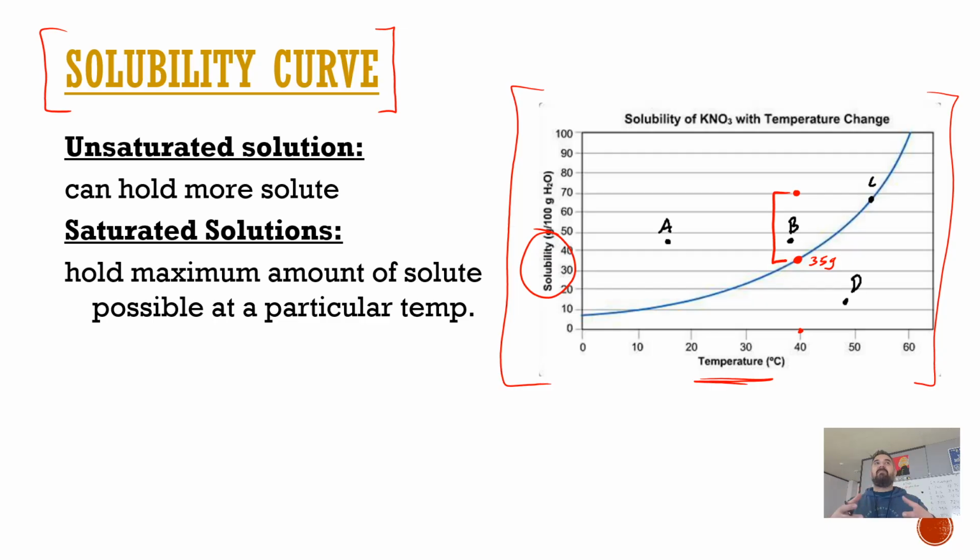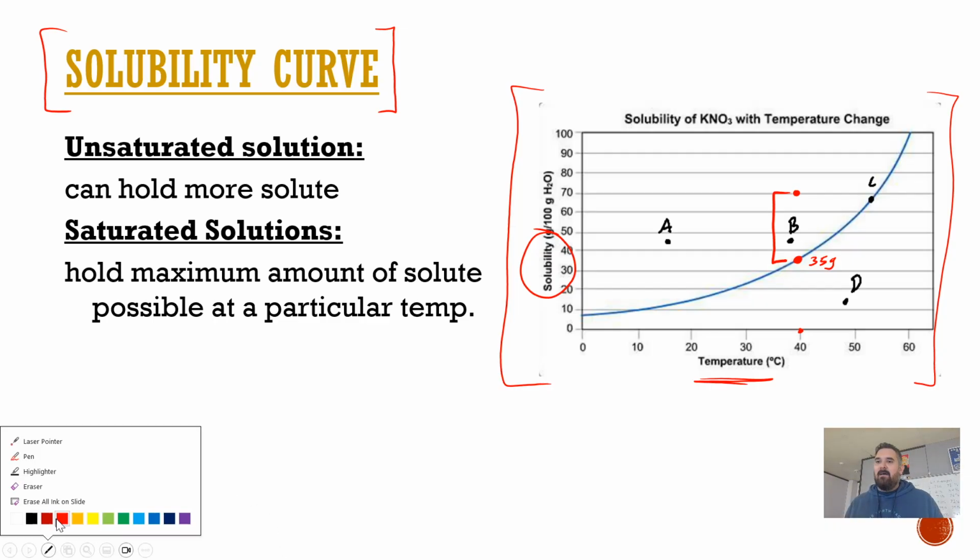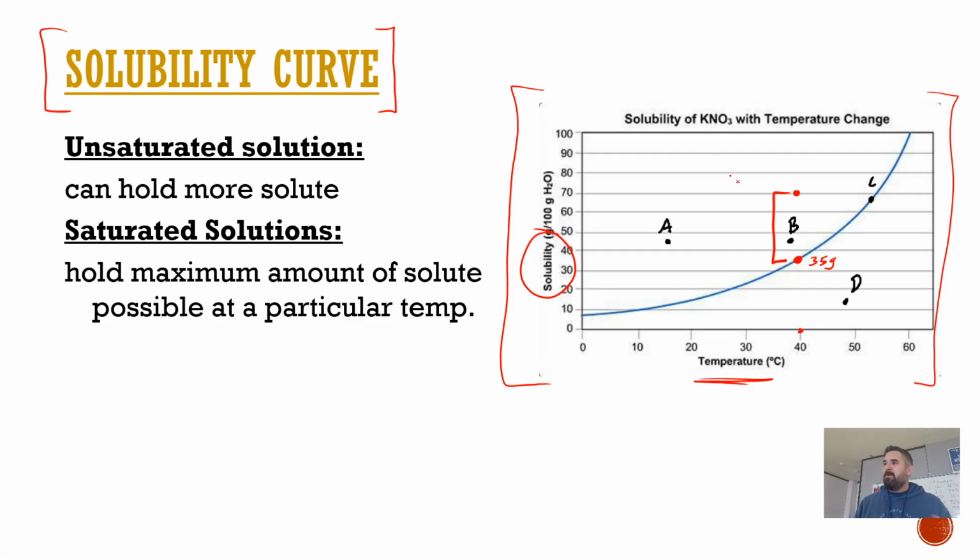If you put in 70 grams, 35 dissolve, how much doesn't dissolve? 35 grams, good. Come on, y'all, lock in. All right, so let's say we put in 70 grams. We just made a saturated solution where we have 35 grams sitting at the bottom.